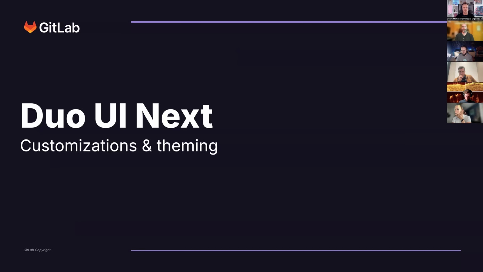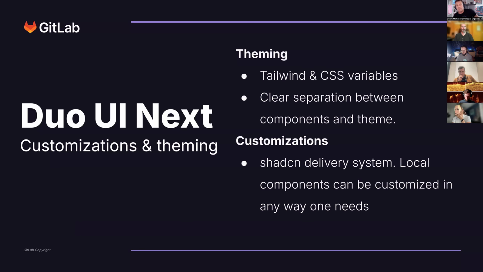So customizations and theming in Duo UI Next. Theming, as I said, it is suggested to be pure Tailwind. So Tailwind and CSS variables are going to be the means of customizations and theming. I will show the example later. And it's much simpler because technically, as I said, Duo UI now has no understanding of theming. It's all about sending properties and then fine-tuning with classes.